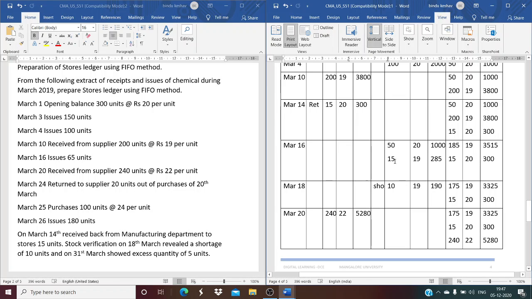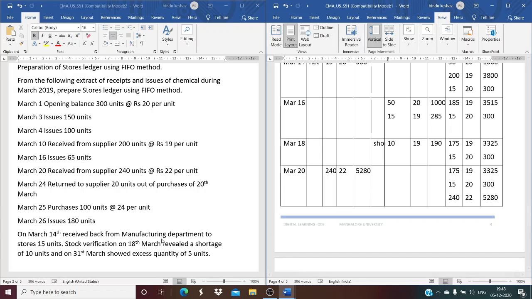The next amount, that is 615, is from the second lot, 200 at rupees 19. So 15 at rupees 19, 285 rupees. So what is remaining now, or the balance, is: the 50 is completely issued. From the 200 units, 15 units are issued. So remaining is 200 units minus 15 units, 185 units at rupees 19, 3515 is the amount or the value of the materials. Next, 15 units at rupees 20, which is still there, but the value is rupees 300.